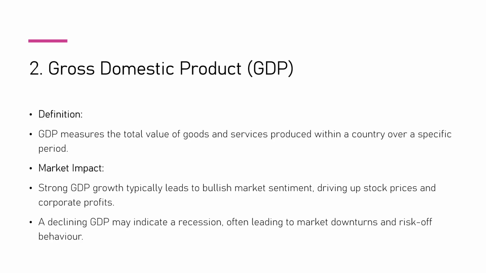Gross domestic product (GDP) is a key macroeconomic indicator that helps traders assess the overall health of an economy. Strong GDP growth often signals bullish market sentiment, driving stock prices higher as corporate profits expand. Conversely, a declining GDP can indicate an economic slowdown or recession, leading to market downturns and increased risk-off behavior. Traders use GDP trends to adjust their strategies, identifying opportunities in strong economic periods and managing risks during downturns.